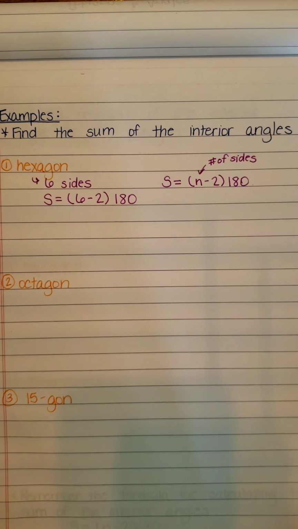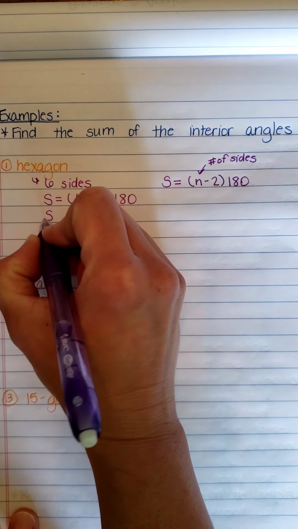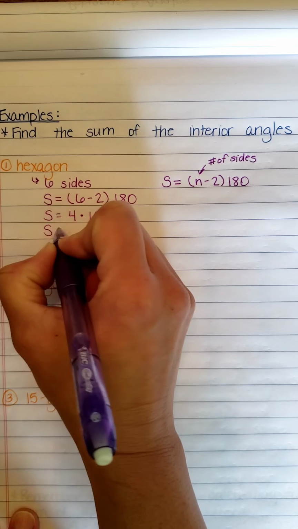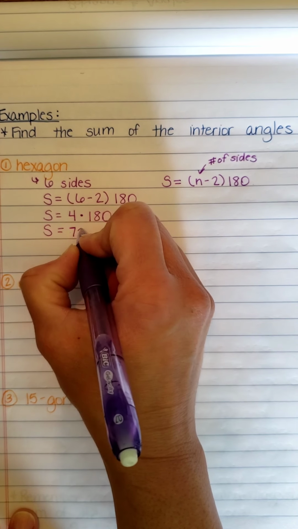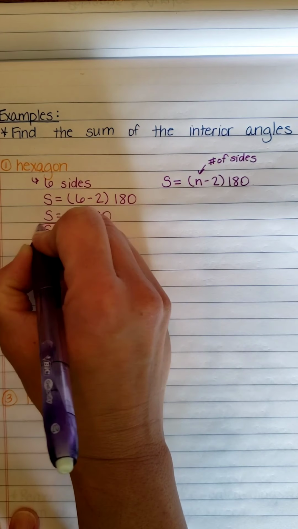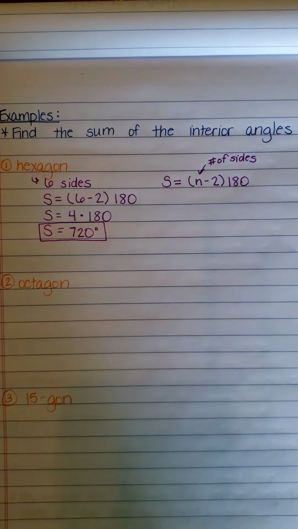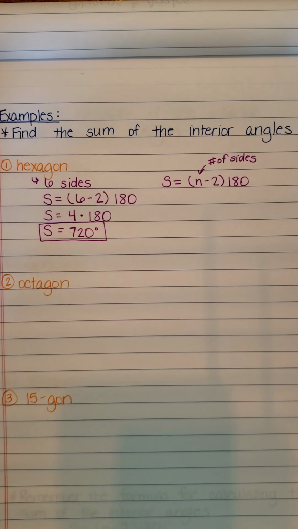Okay. All right, so I know that 6 minus 2 is 4. So I'm going to have to do 4 times 180, and 4 times 180 is 720 degrees. So that means that the sum of the interior angles of a hexagon is 720 degrees. So that would mean if I had a hexagon, a 6-sided figure, where all of the angles and all of the sides were the same, and I added all of those angles together, the sum would be 720 degrees, okay?